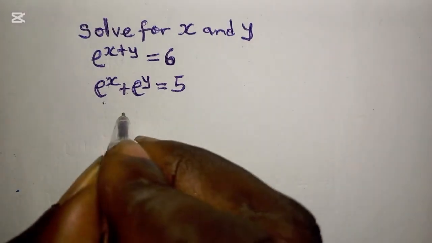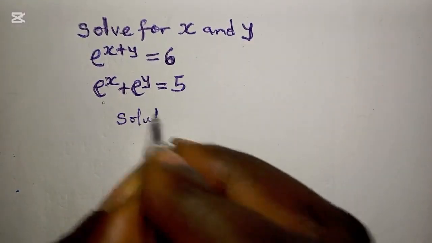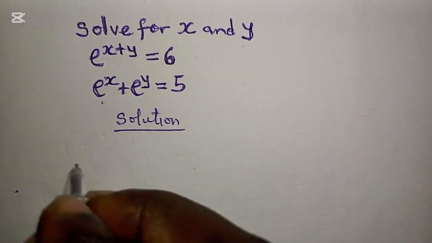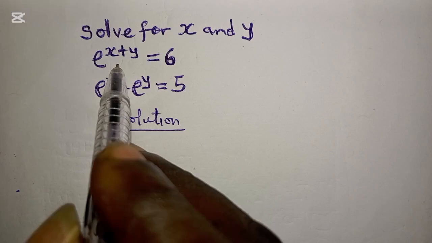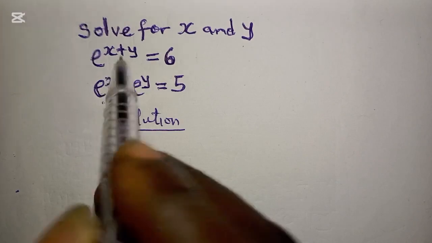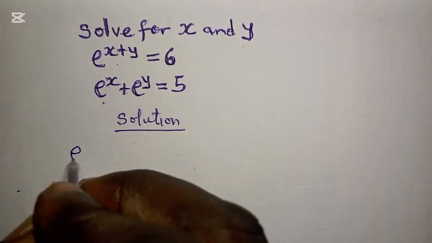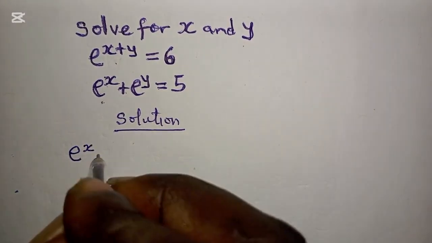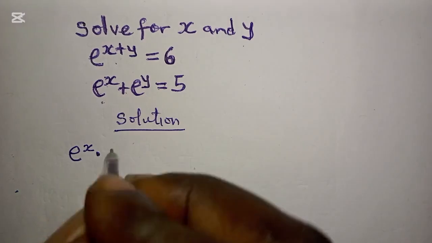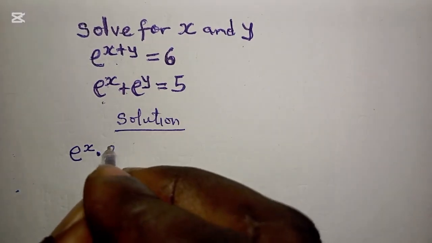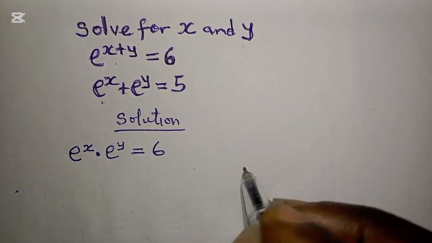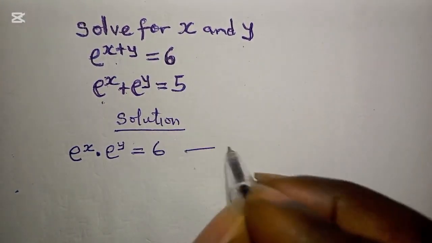So let's solve together. Solution. We can rewrite this equation, applying the indices rule, as e raised to the power of x times e raised to the power of y, which is equal to 6. We call this equation 1.